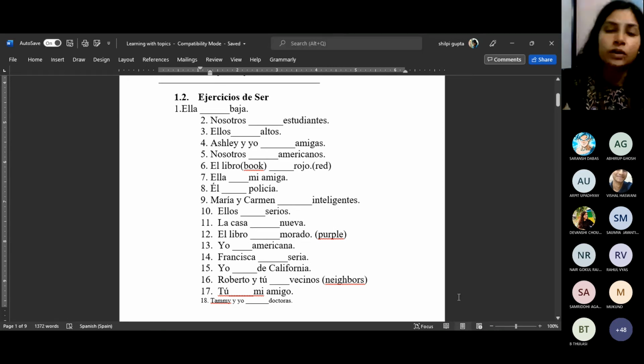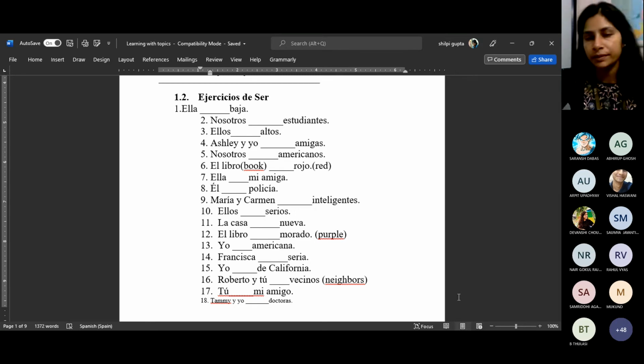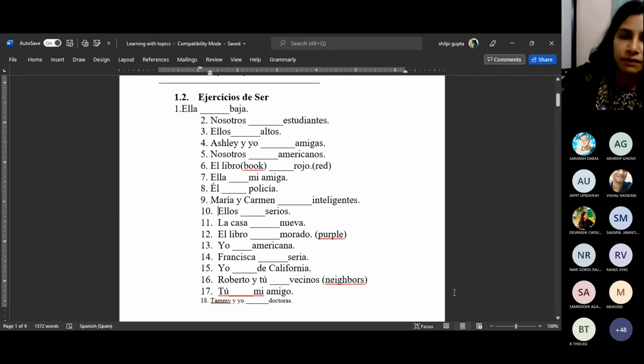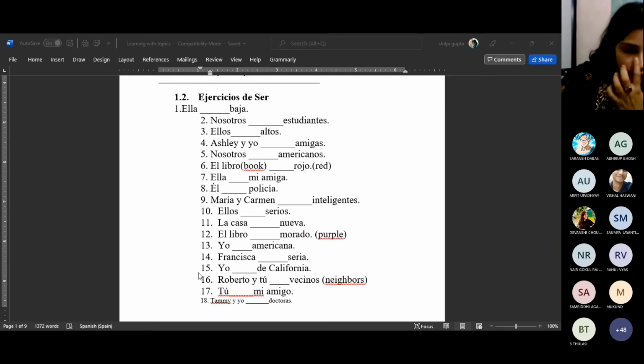When I'm saying Roberto y tú, that's a plural of the tú form, okay? Roberto y tú sois vecinos. Okay, number 17. Tú eres mi amigo. Yes, you are my friend. Whose voice is that? I'm Pratish. Pratish. Okay, it's quite different. I think it is clear to all of you who have participated. Thank you so much. Somebody has written something. Okay, Deepesh.